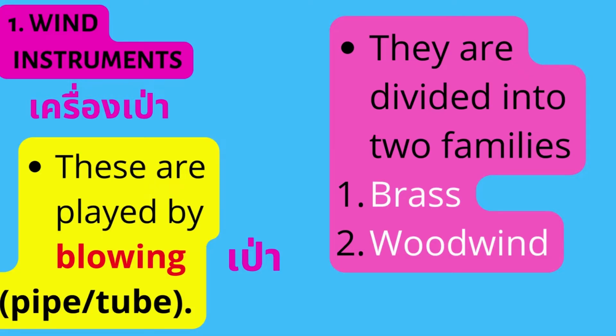Let's first begin by looking at the wind instruments. These are instruments that can be played by blowing, meaning some air needs to come out of your mouth into the instrument, which can be a pipe or a tube. And these wind instruments are categorized into two, where we have the brass family and the woodwind instruments.